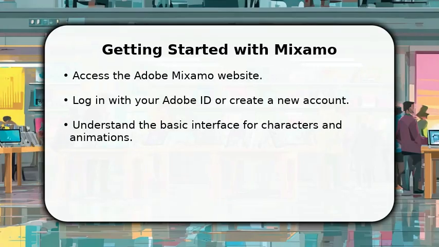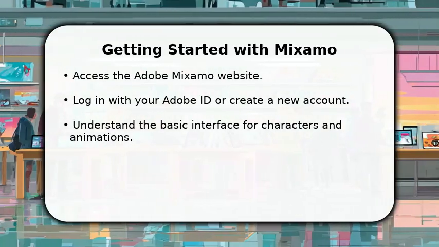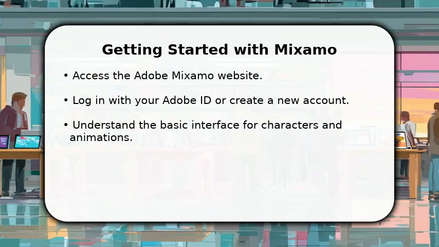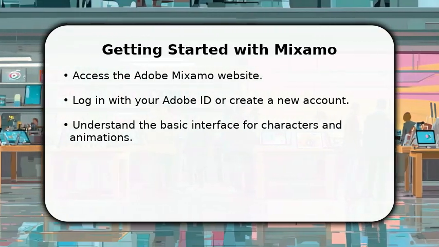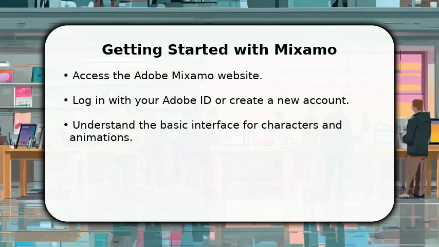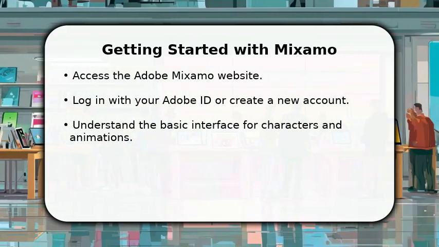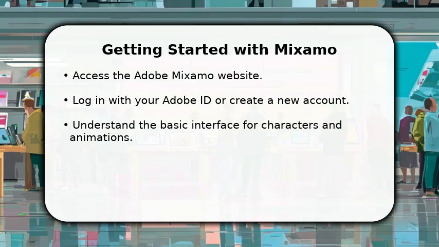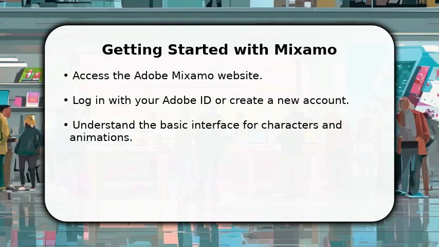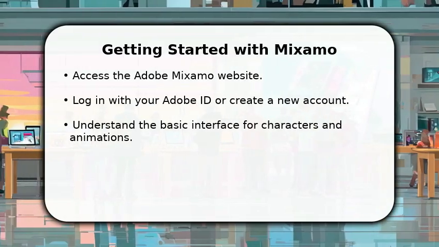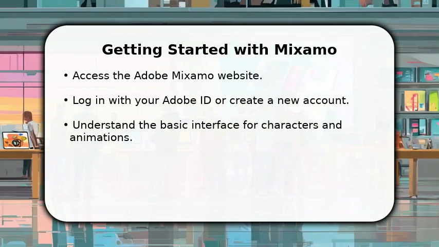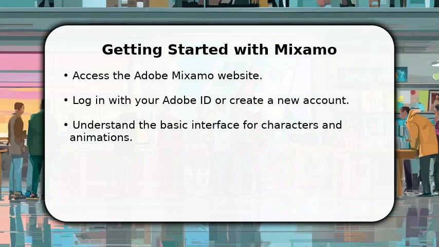In this video, I will explain how to use Adobe Mixamo. First, navigate to the Mixamo website and log in using your Adobe ID. If you don't have one, it's quick and free to create. Once logged in, you'll see the main interface, which is divided into sections for characters and animations. This platform offers thousands of high-quality three-dimensional animations and a wide array of characters, ready for your projects.